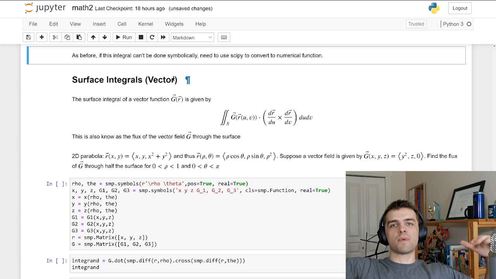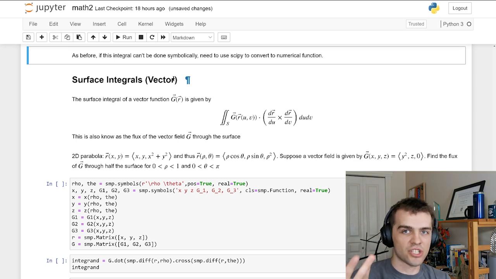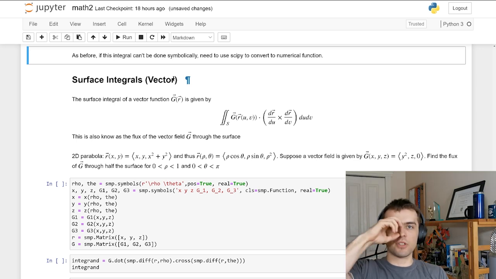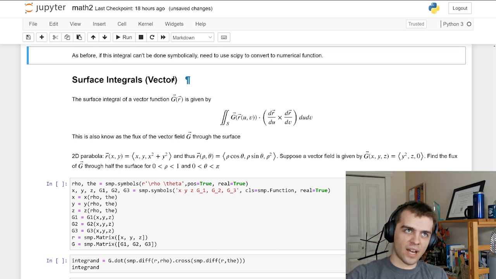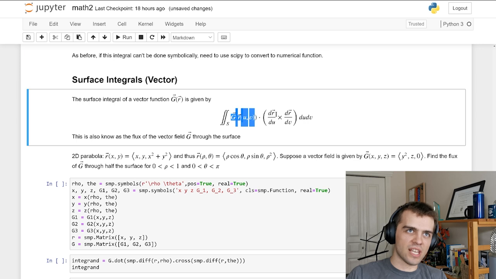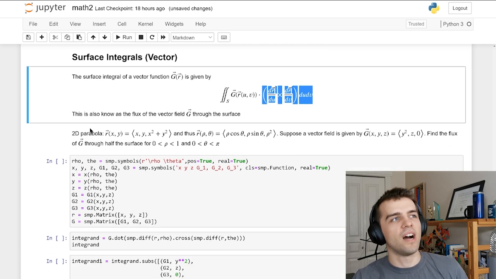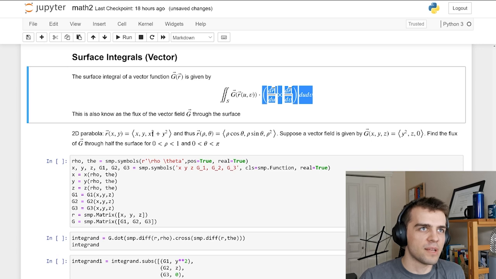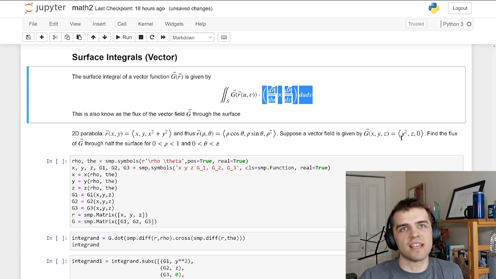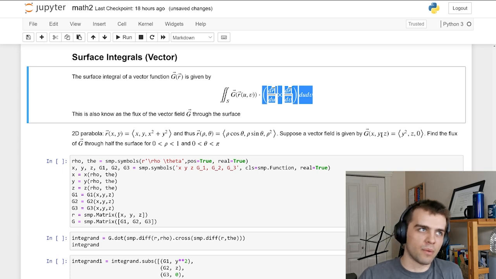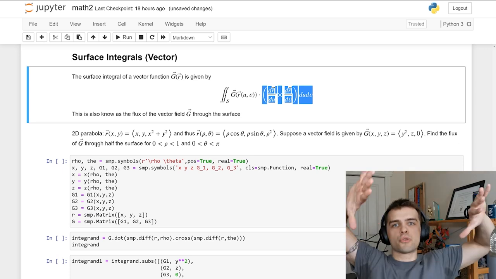If there's some surface in space and you have a vector field, such as the electric field, for example, you can calculate the flux of that vector G through the surface like this. This is G dot product with an infinitesimal area element, and you can integrate this over the entire surface. Same example as before, I have this 2D parabola, and the vector field is given as y squared, z, and zero. I want to find the flux of G through this parabola.